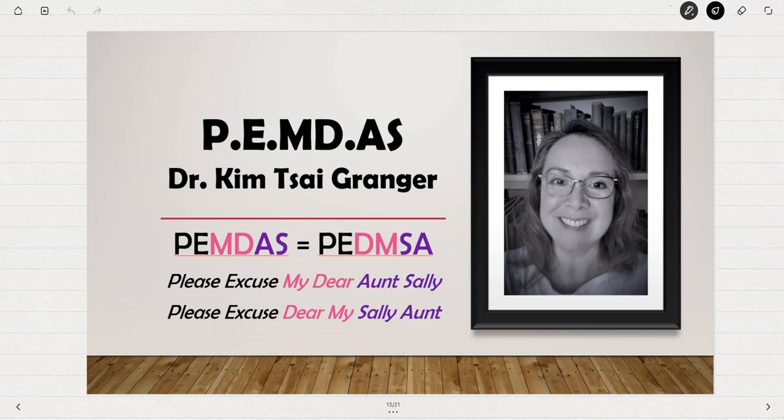This comes up often with this mnemonic, this memory device, PEMDAS: parentheses, exponents, multiply and divide, add and subtract. But what I want to share is that we could have also called that PEDMSA, because the divide and multiply can swap order. The subtract and add can swap order. So instead of "please excuse my dear Aunt Sally," we might have "please excuse dear my Sally Aunt."